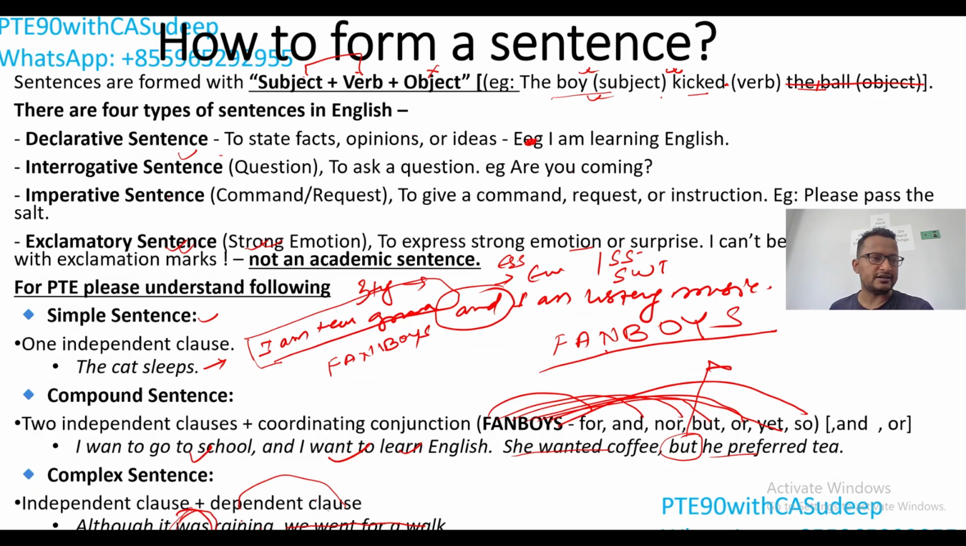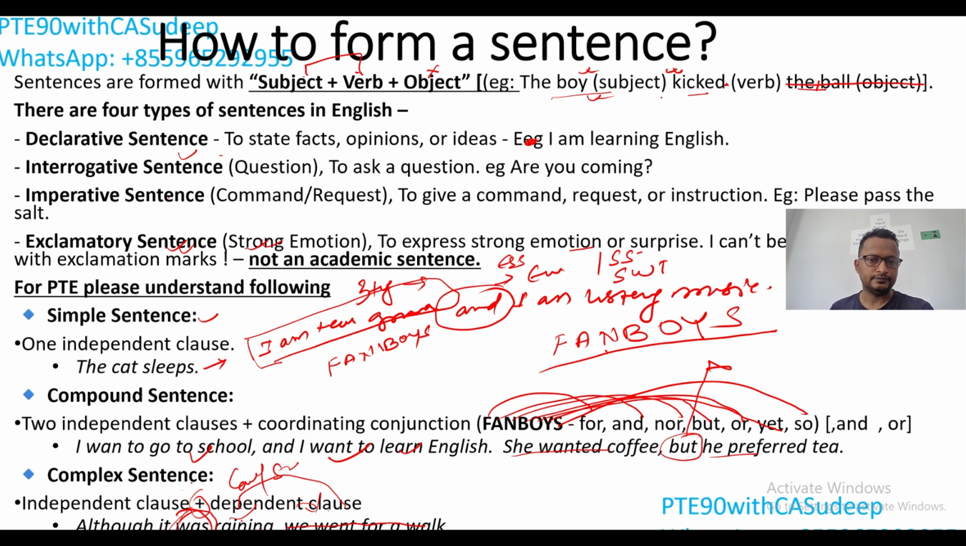Despite not studying hard, I passed PTE, right? Despite going through hard times, I still managed to earn a living. Although it was hot, we went for a walk, right? All those kinds of things, which consist of an independent clause and a dependent clause, when you form a sentence with this, it is called a complex sentence. You can simply say cause and effect. What is the cause here? Raining was the cause. What is the effect? We go for a walk, right? So in this context, we use complex.